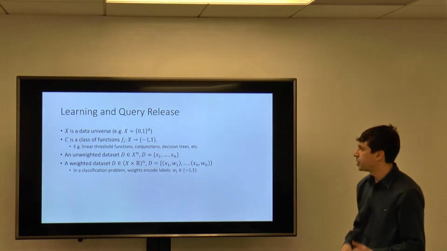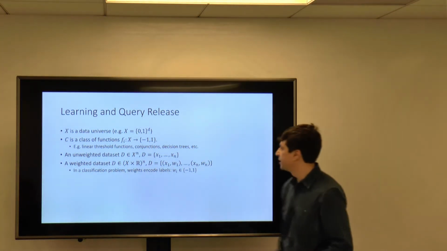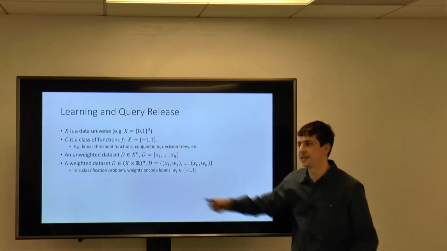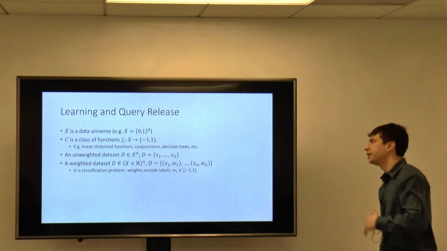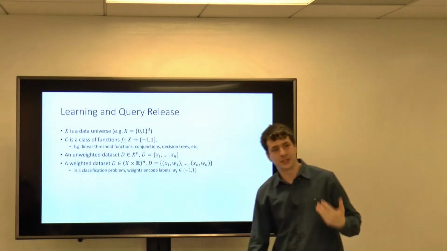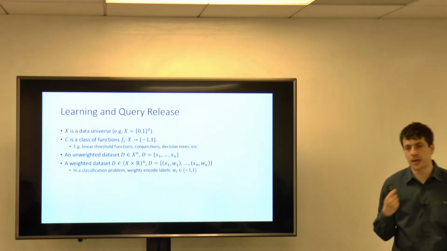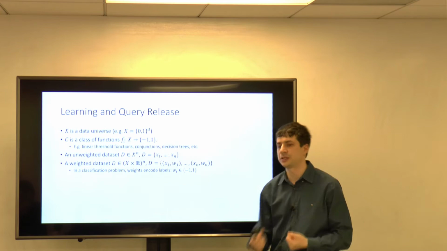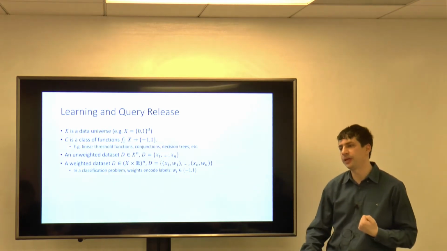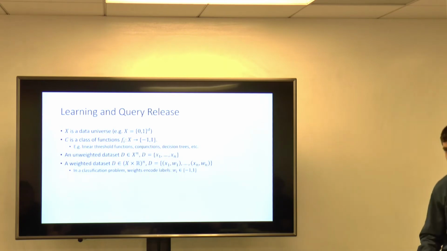We'll also be talking about classes of functions. These are just arbitrary functions mapping from X to, let's say, some binary classification, +1 or -1. Okay, so think about linear threshold functions or conjunctions or decision trees. And it'll be useful to talk about two different kinds of data sets, unweighted and weighted data sets, which you can also think of as labeled or unlabeled data sets. Okay, because for learning problems, we care about labels, but for synthetic data problems, we don't.